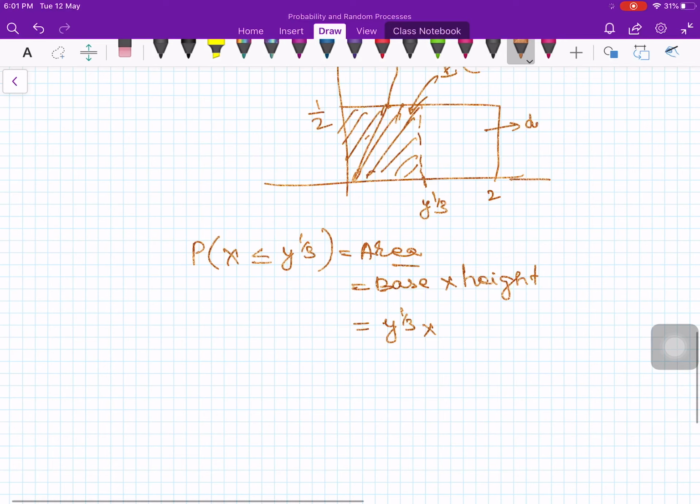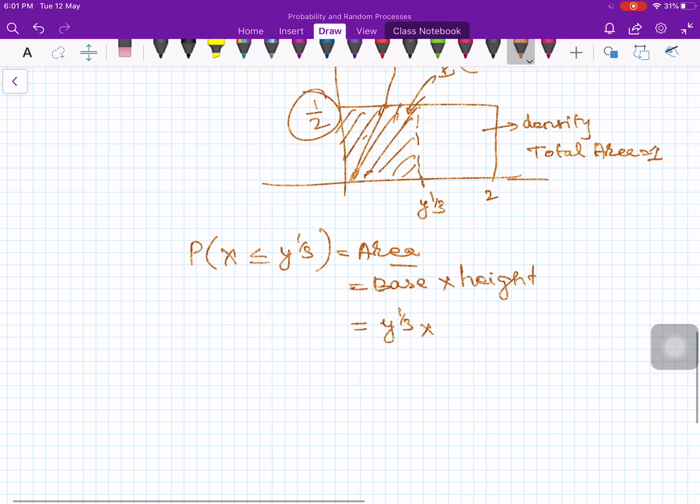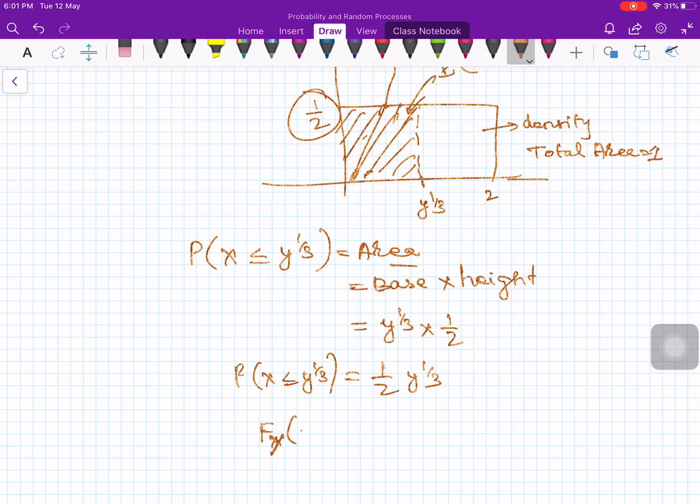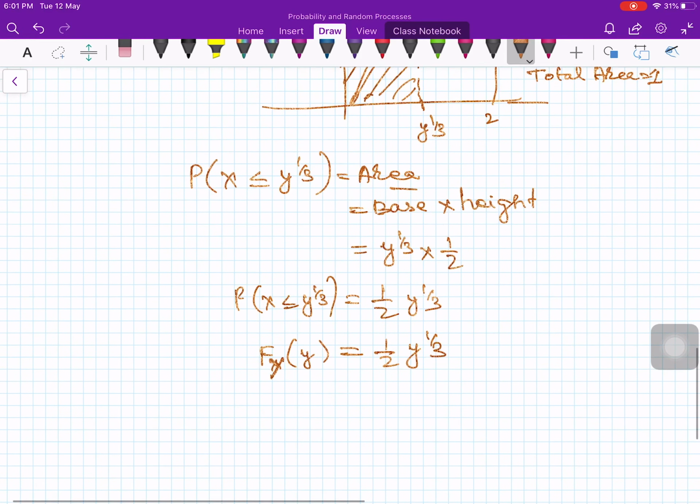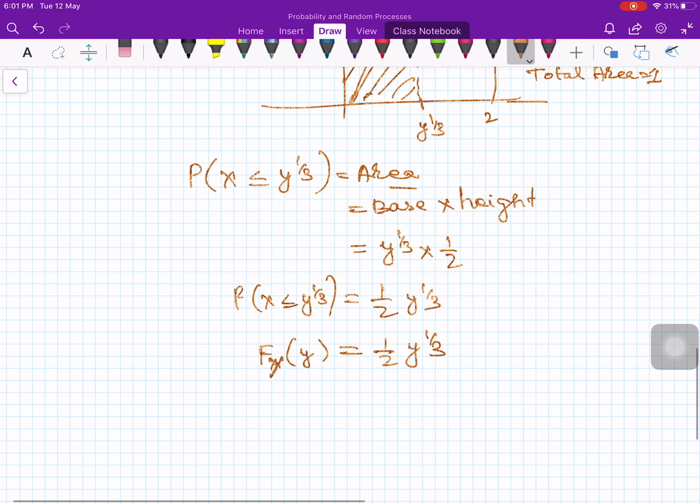It's a density function, right? So when I say density, total area equals 1. Total area equal to 1 means the height should be 1/2. So this is 1/2, so 1/2 y to the 1/3. So this is the event P of x less than or equal to y to the 1/3. What is this? This is the cumulative distribution function of the random variable y. So 1/2 y to the 1/3. That is the formula for the cumulative distribution, and then the rest is easy.